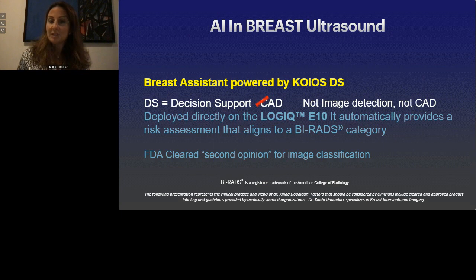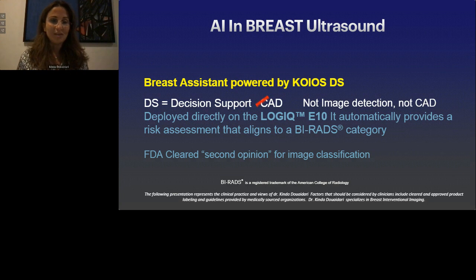It's not an image detection, it's an image analysis. Actually, now it's deployed to the Logic E10, so it's easy to use, and it's aligned with BI-RADS category, so it gives this assessment of BI-RADS right away. So it's cleared as a second opinion.